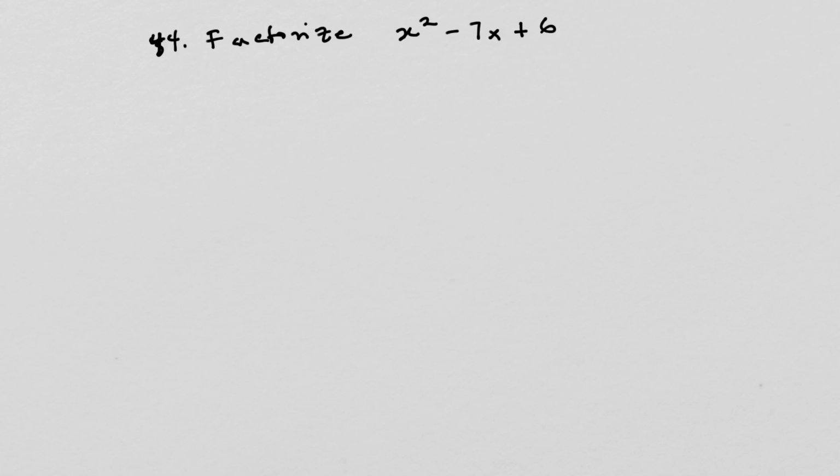Question 44. Factorize x squared minus 7x plus 6. To factorize this, you need to find two numbers that multiply to get the constant 6 and add to get the coefficient of the x, which is negative 7. This sometimes requires some trial and error. These two numbers are negative 6 and negative 1.